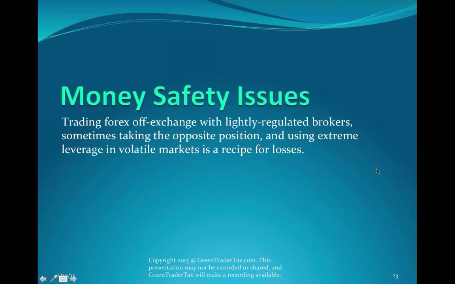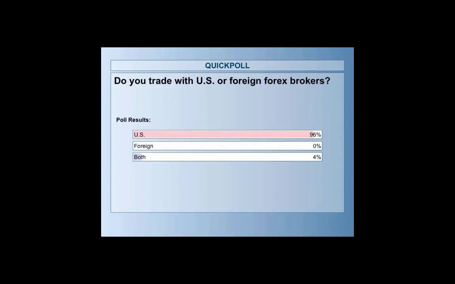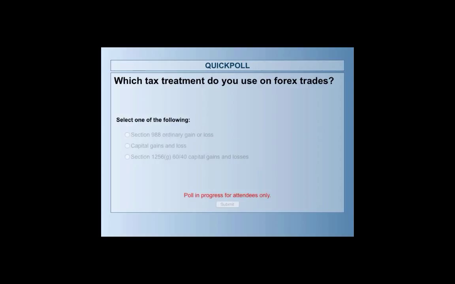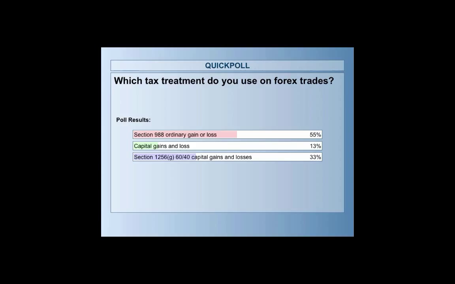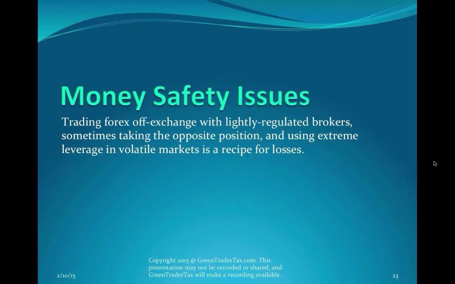Which tax treatment do you use on Forex trades? Do you use Section 988 ordinary gain or loss, or do you use capital gains or losses, or do you use Section 1256(g), the lower 60/40 capital gains rates? All right, let's get a little more voting on this one. This one might have been multiple choice, I believe. All right, so let me close this out in 3. 1, 2, 3. Good, we got 50% voting. Share the results. 55% do Section 988, 13% capital gains and loss, and 13% you do 1256(g). That's good. And let's go back now to the content.